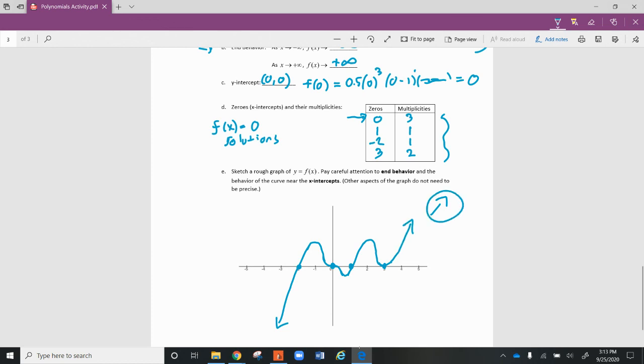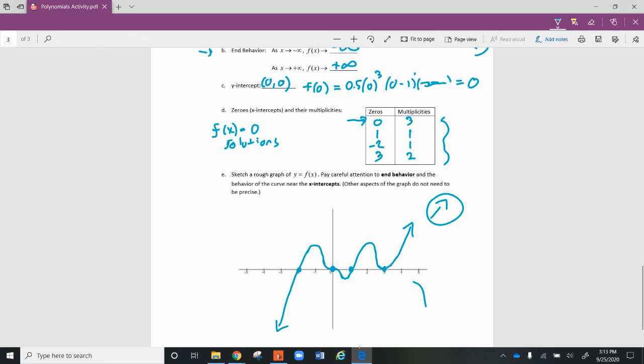After doing all of these things according to my multiplicities, I ended up going the right way, which is good. If you end up accidentally on the wrong side of the x-axis, then you know that you made a mistake somewhere.